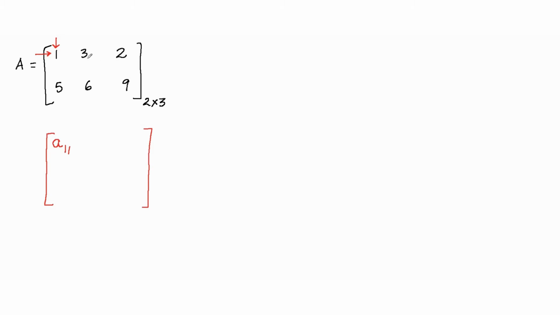Let's see what is element 3. Element 3 falls in the first row and the second column. That's why this element is A, first row, second column. So that's A12. The element 2 falls in the first row and the third column. So this is A13, right? Similarly, the element 5 falls in the second row. You will notice that 5 is in the second row. So it would be A, second row.